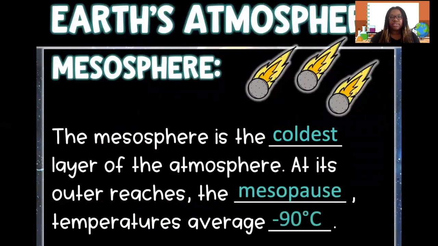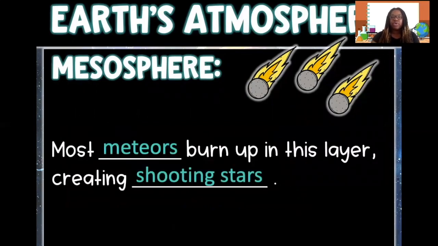All right, now we're at the mesosphere. So the mesosphere is the coldest layer of the atmosphere. Its outer reaches, the mesopause, where the temperature is around negative 90 degrees Celsius. Most meteors burn up in this layer, creating shooting stars. So whenever you see a shooting star, really it's just meteors burning up in the mesosphere. Still really cool.